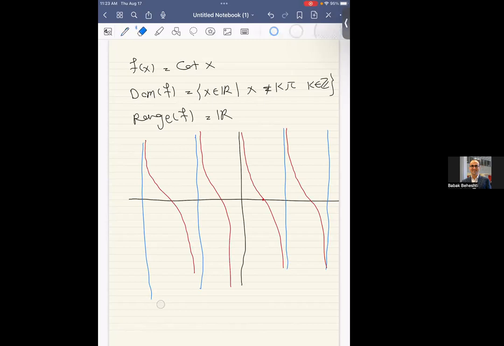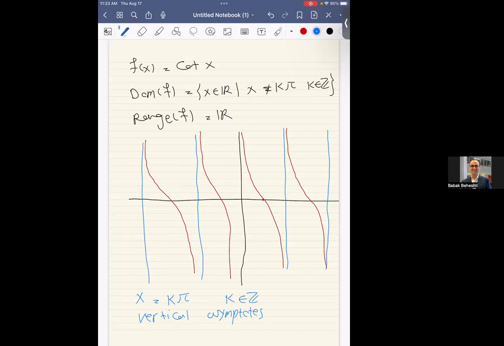So x equal to pi half is basically the vertical asymptotes of cotangent. Oh, sorry, x equal to k times pi. These, the blue lines, are x equal to all multiples of pi, like pi, 2 pi, 3 pi, and so on.